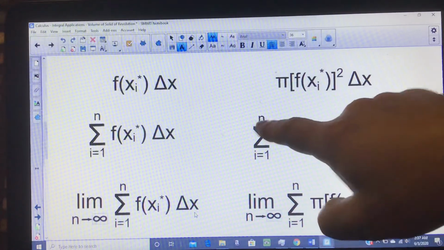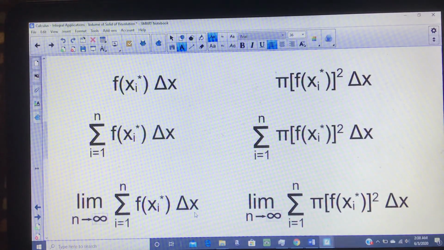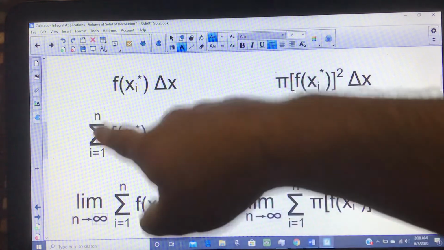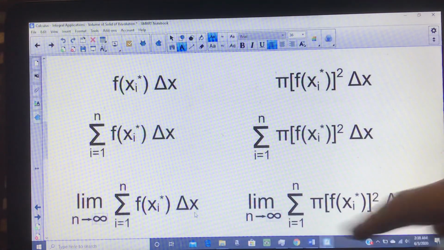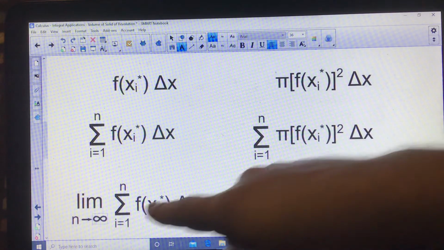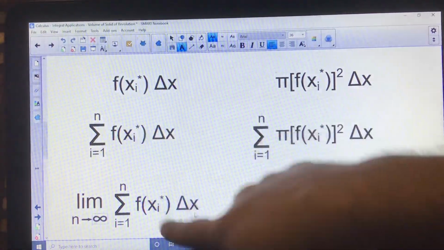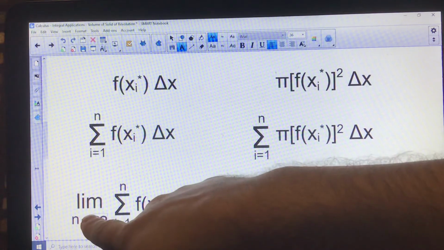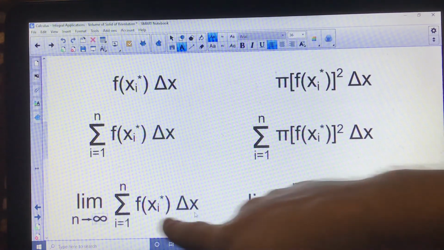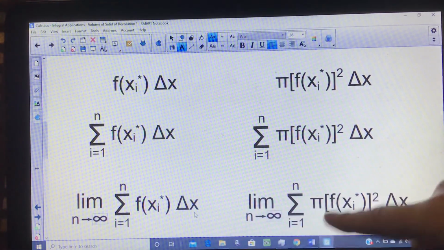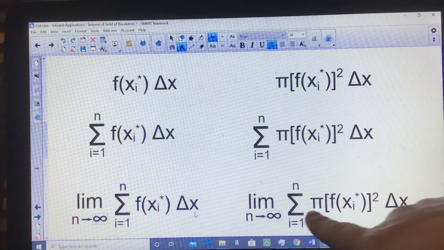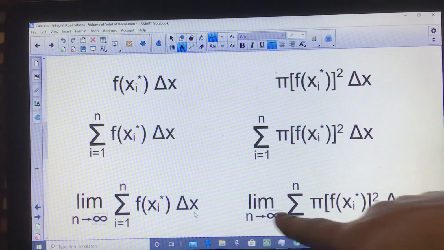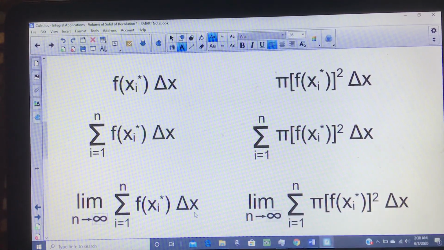So we want to add up n of them. Then what do we want to do? Well, we don't want just 5 rectangles or 7 rectangles or n rectangles. We actually want infinite numbers of rectangles. So we end up taking the Riemann sum, like what we did here, as n approaches infinity. The more rectangles we make, the better our approximation. So we do the same thing in this formula. The more cylinders we make, the better our approximation.